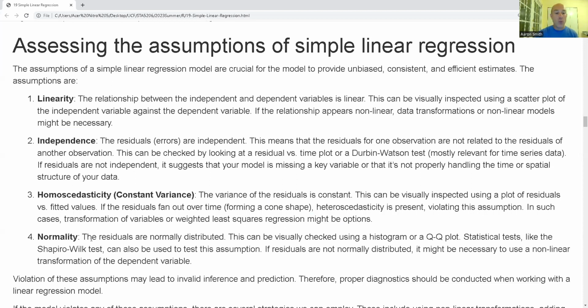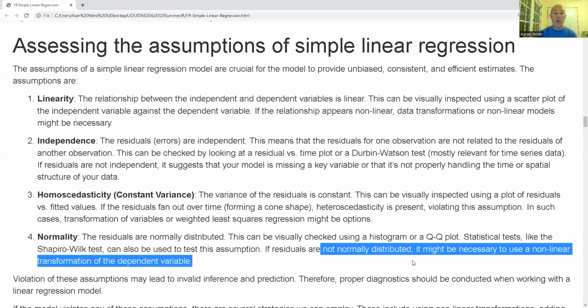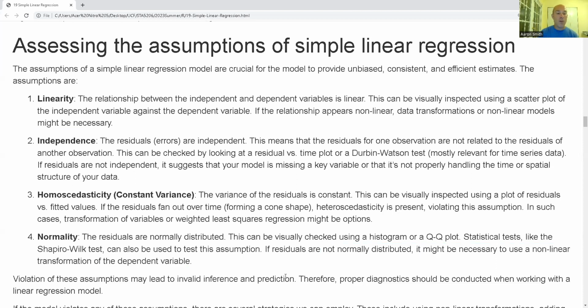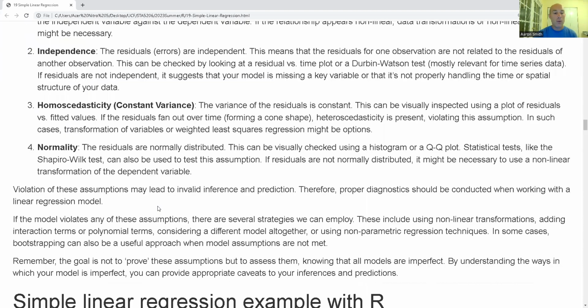And then the last one is that the residuals, we want them to be normally distributed. This can be checked using a histogram or a QQ plot. Statistical tests such as Shapiro-Wilk can also test this assumption. If the residuals are not normally distributed, it might be necessary to use a nonlinear transformation of the dependent variable. Violations of these assumptions can lead to invalid inferences and predictions. Therefore, proper diagnoses should be conducted when working with a regression model.